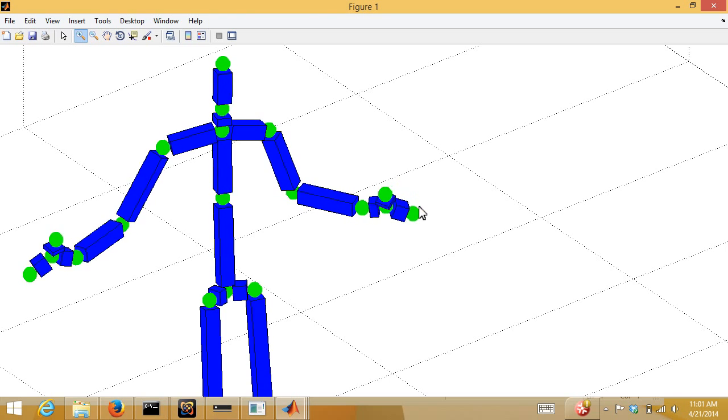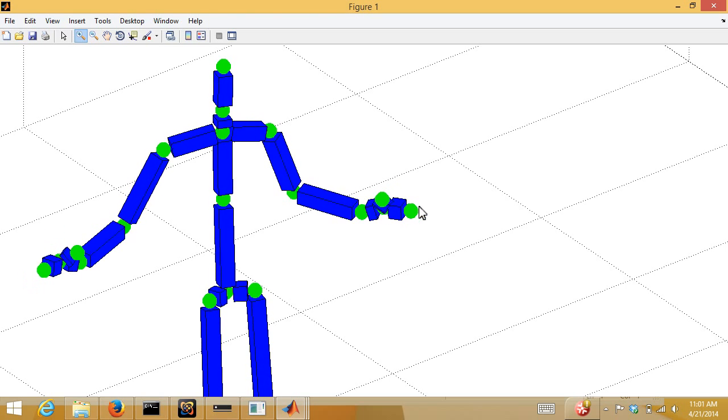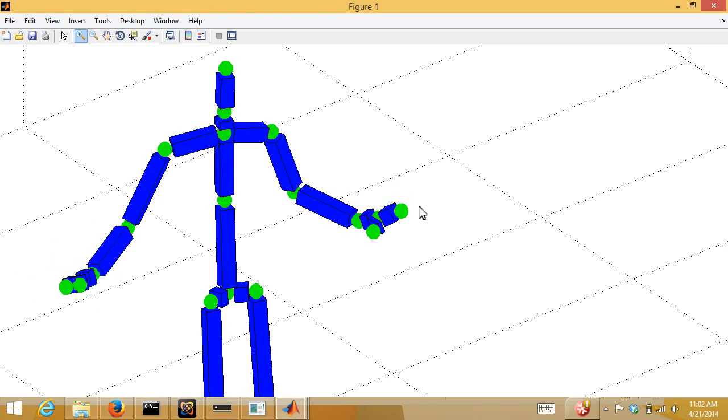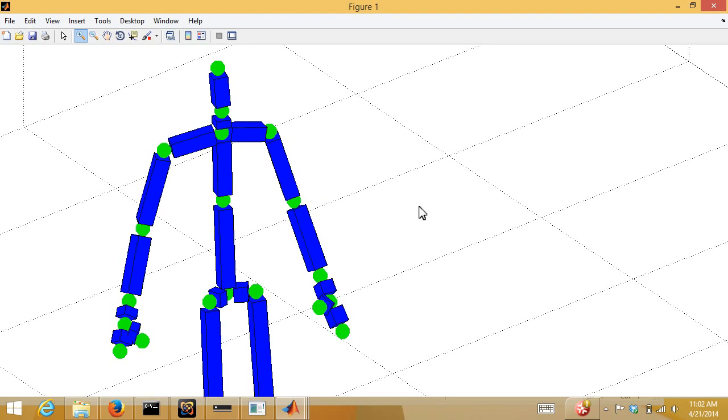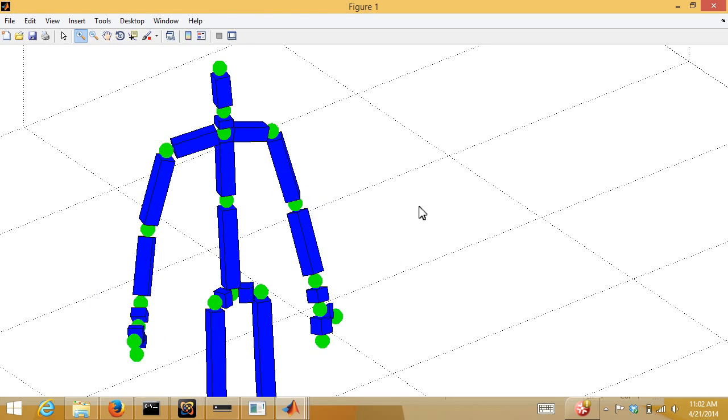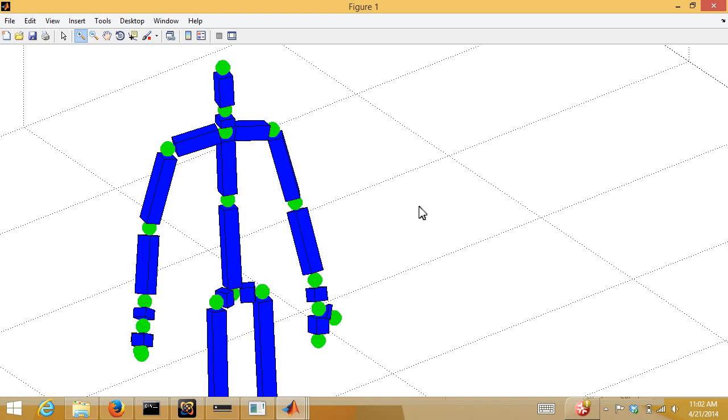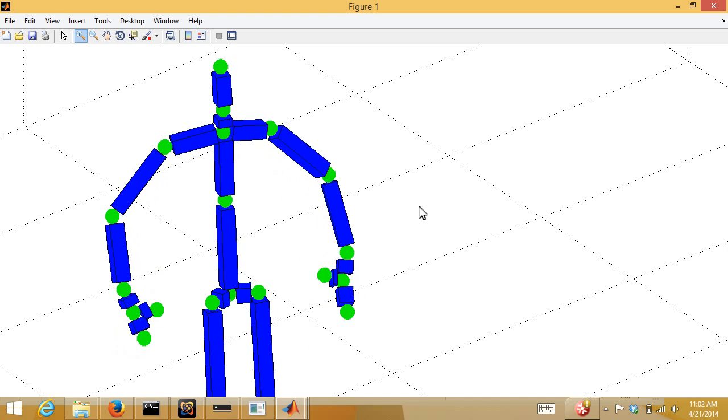But again, you think about what you could really reasonably infer from looking at a depth image of a person. I think it's already asking a lot to be able to even estimate what their wrists are doing and what their fingers are doing. So that's pretty impressive, I think.